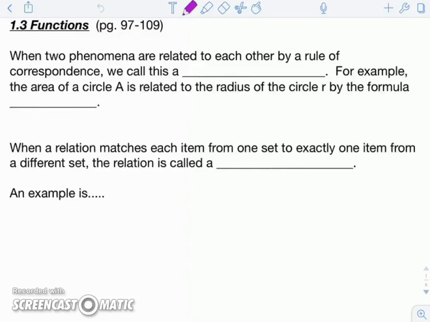Section 1.3 looks at the basics of functions. So when two phenomena are related to each other by a rule of correspondence, we call this a relation.